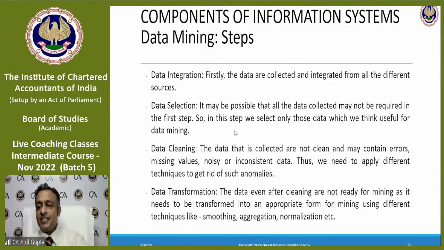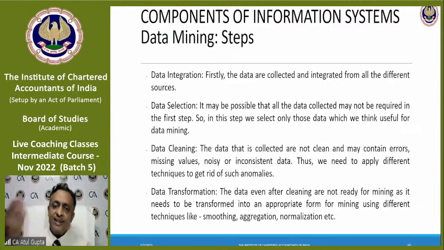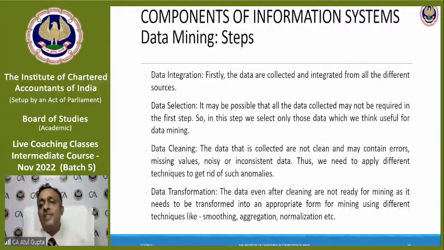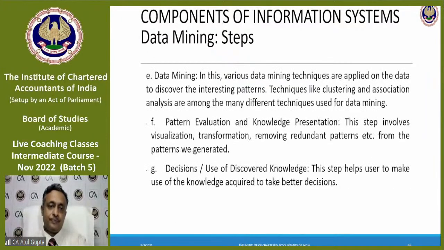Steps: integration, selection, cleaning, and transformation. Integrating, bringing it together, selecting what you want, cleaning, making it qualitatively better, and presenting it in the form of decision-making content. ISCT. Remember the words.